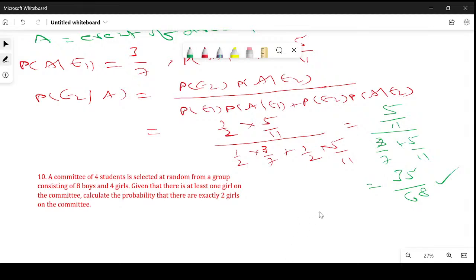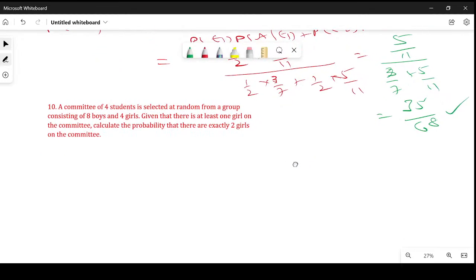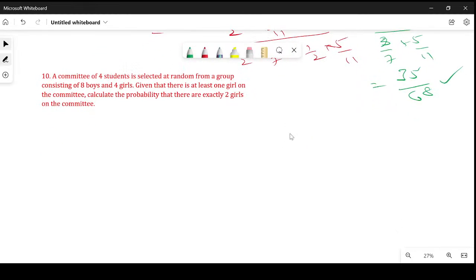So you see the last problem: a committee of 4 students is selected at random from a group consisting of 8 boys and 4 girls. Given that there is at least one girl on the committee, calculate the probability that there are exactly 2 girls in the committee. So this is the given problem.